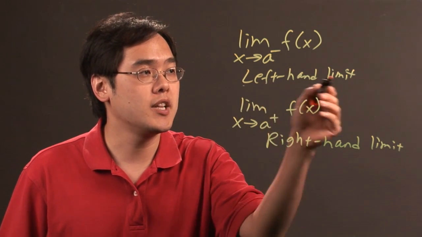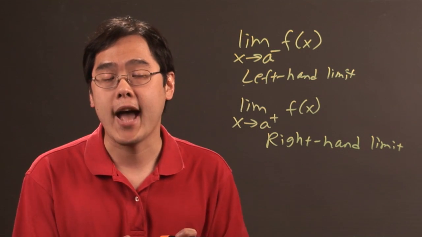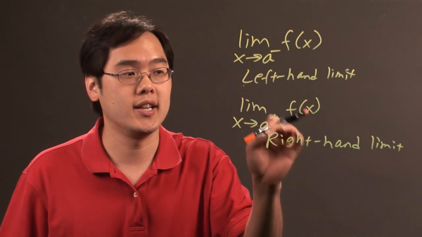So even though a left-hand limit and a right-hand limit might exist on their own as individual limits, they have to match for an overall limit to exist. The right-hand limit has to equal the left-hand limit.